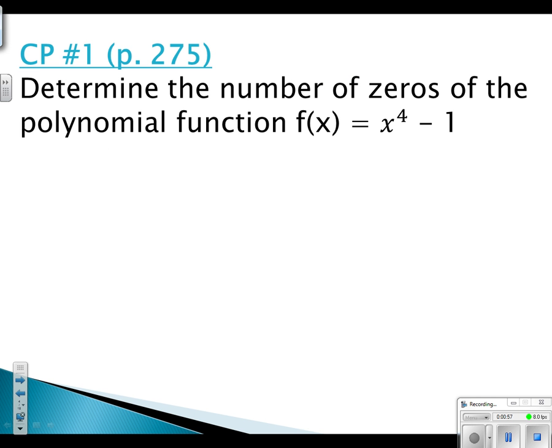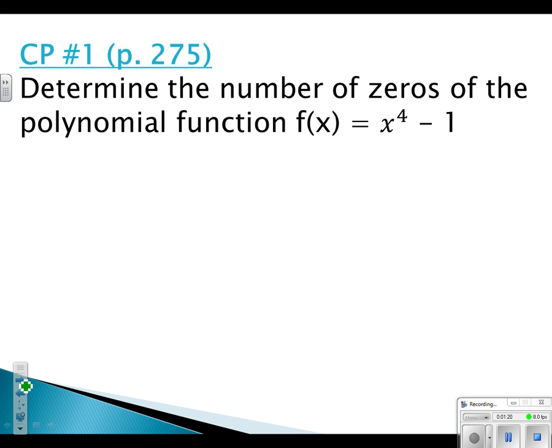Let's take a look at this one. It's checkpoint number 1 from page 275 in your textbook. It says determine the number of zeros of the polynomial function x to the fourth minus 1. Now, because it's a fourth degree polynomial, I can deduce that I'm going to have 4 zeros, but let's go ahead and find them and prove that fact.